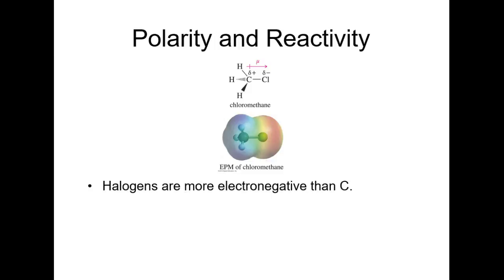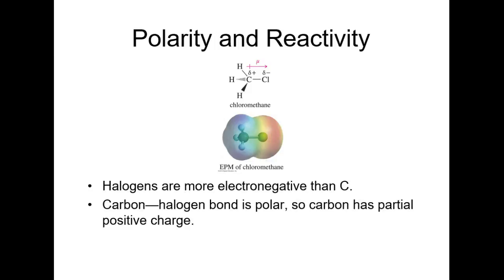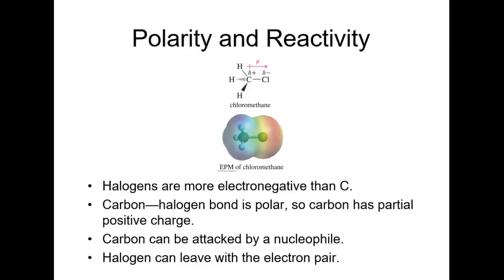Because halogens are more electronegative than carbon, the carbon-halogen bond is polar, so carbon has a partial positive charge. We just talked about this. Carbon can be attacked by a nucleophile, and halogens can leave with their electron pair. So the reaction we're going to talk about is we're going to have some sort of nucleophile, something with lone pairs and a negative charge. It's going to come in and start forming a bond with carbon, kicking out the halogen. The halogen is going to leave with the electrons.